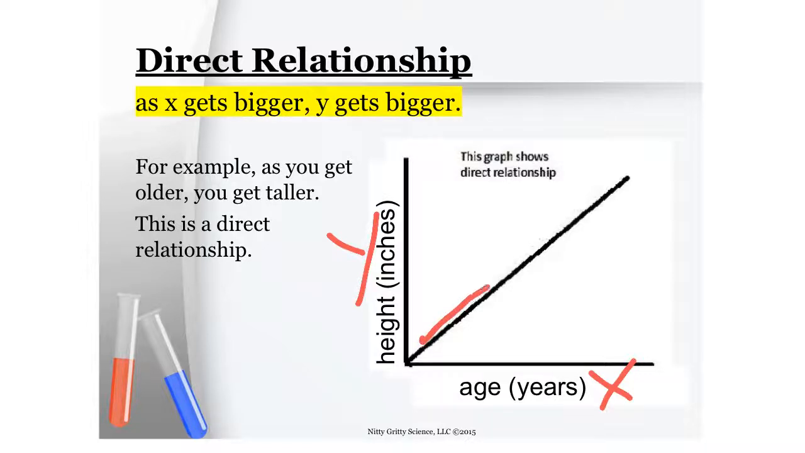So the graph looks like this. On your paper you have a blank graph. You should draw this line that I just drew in red. You should draw that on your input page as well, because that's what it looks like on a graph. And this we call a direct relationship.